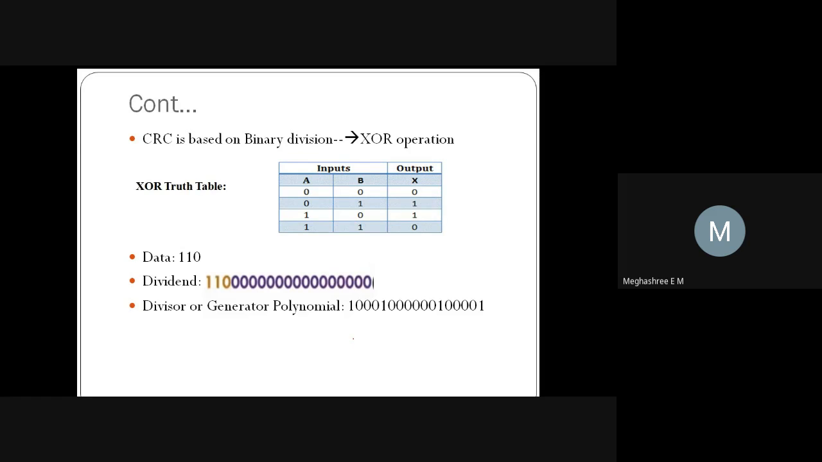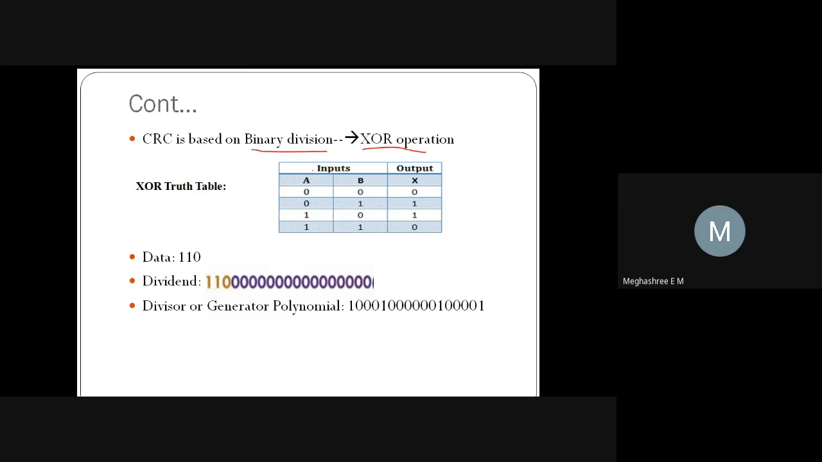So let's see how this division operation is done. With respect to our CRC, we are going to perform binary division, that is, using XOR operation. So first, let us see the truth table for XOR operation.